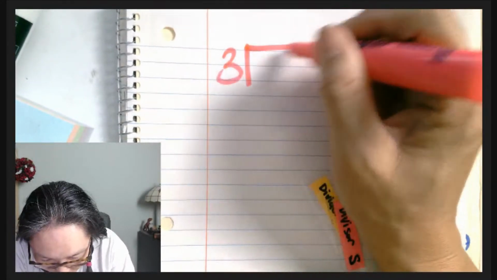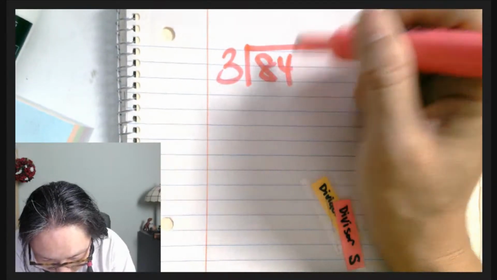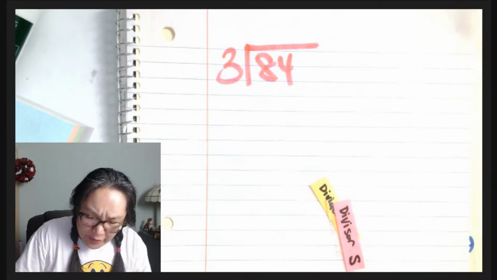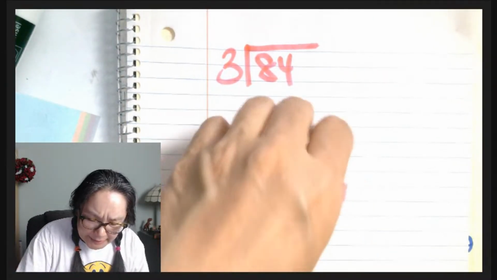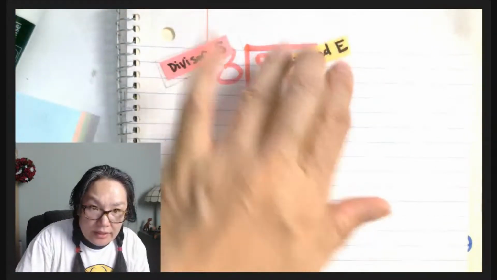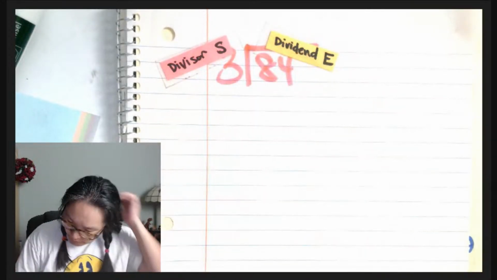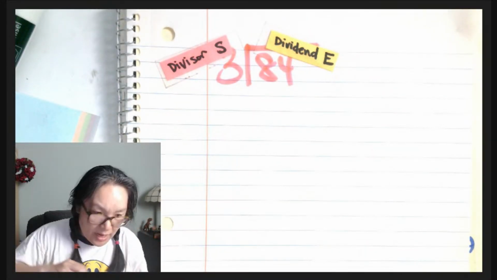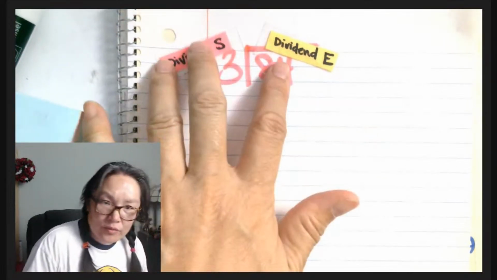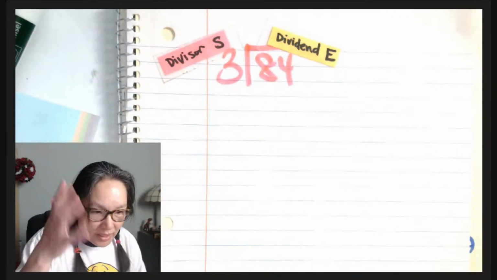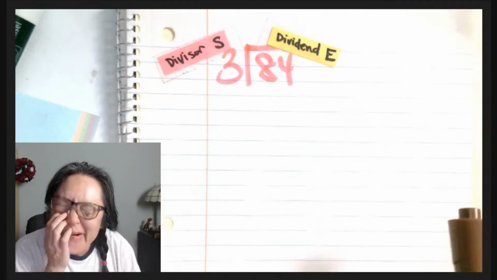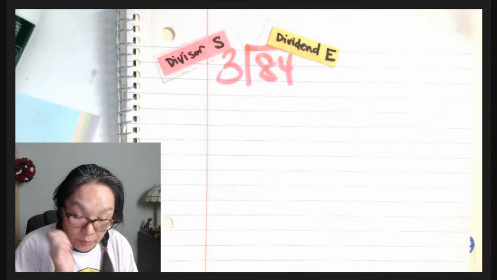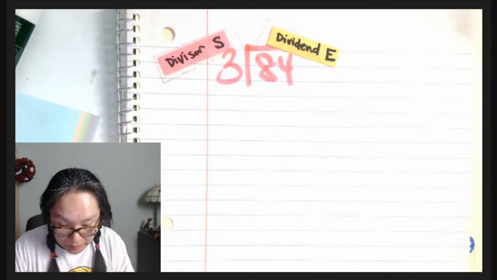Okay, 84 divided by 3. The first thing we're going to do is understand that this is our divisor and this is our dividend. We need to know this. Why? Because we're going to start having a conversation with our abacus, with our number, with our question.